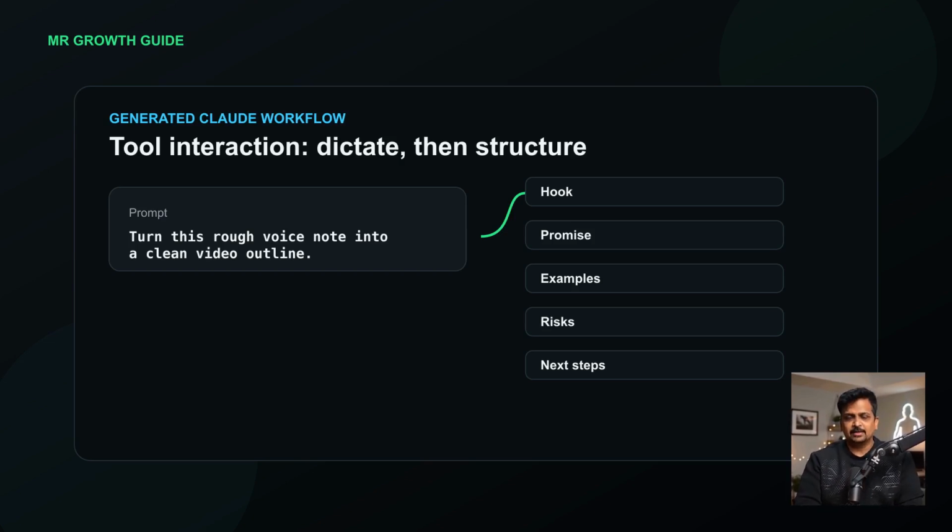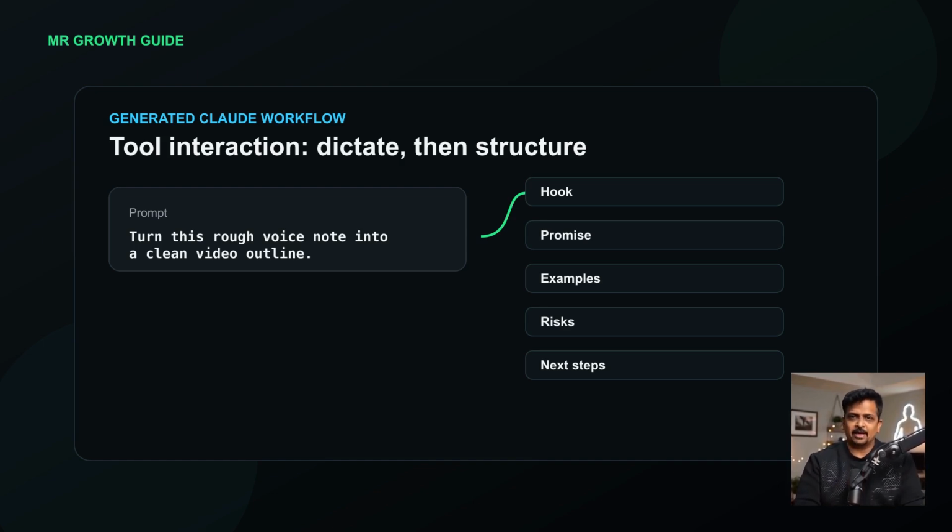Move 6. Dictate first, polish later. If typing slows you down, dictate. Open a note, talk through the idea badly, ramble, repeat yourself, say the examples out loud. Then paste the transcript into Claude and say, turn this into a clear video outline. Keep my point of view, remove the repetition, make the examples concrete. That is often faster than trying to type the perfect script from scratch.